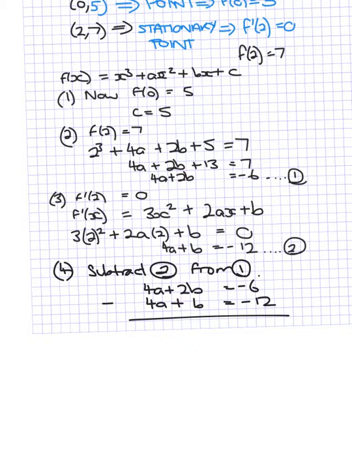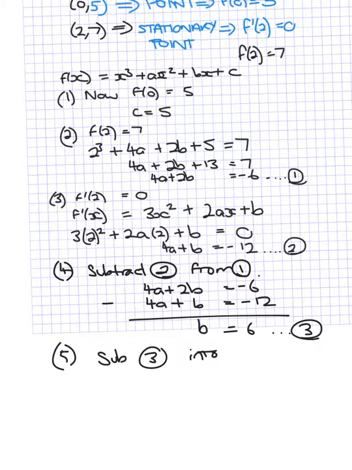If I subtract those equations from each other, the 4a's are going to cancel out. 2b take b is just going to be equal to b. And negative 6 take negative 12 is going to be equal to what? Not negative 18. Negative 6 take negative 12 is just going to equal 6, isn't it? So I'm just going to get b equals 6. Brilliant. And then, step 5, substitute that, which I'm going to call 3, into 1.